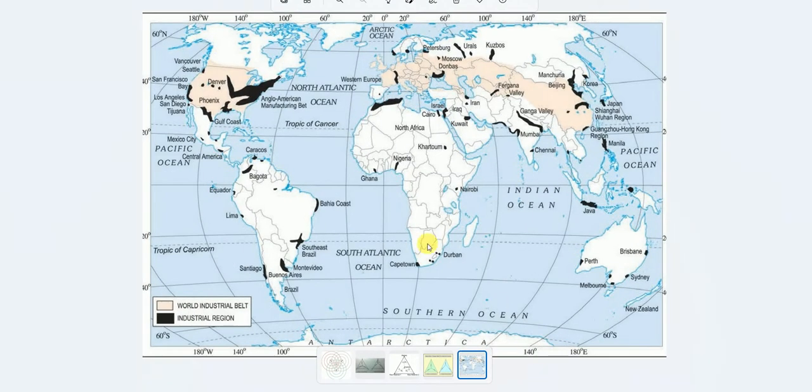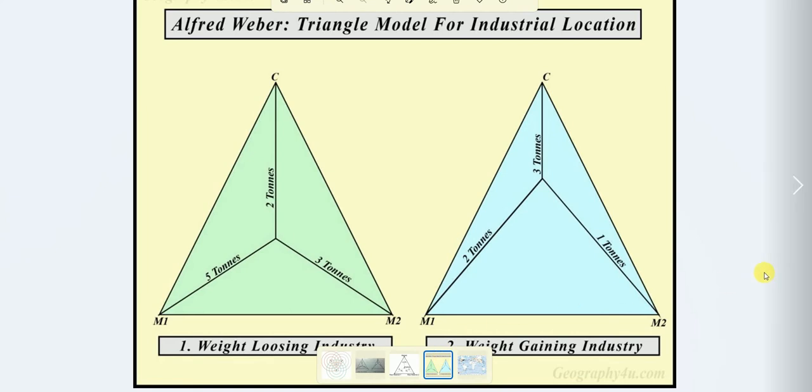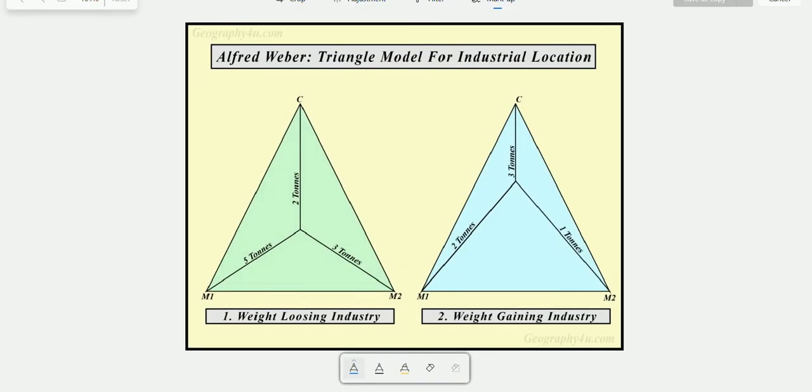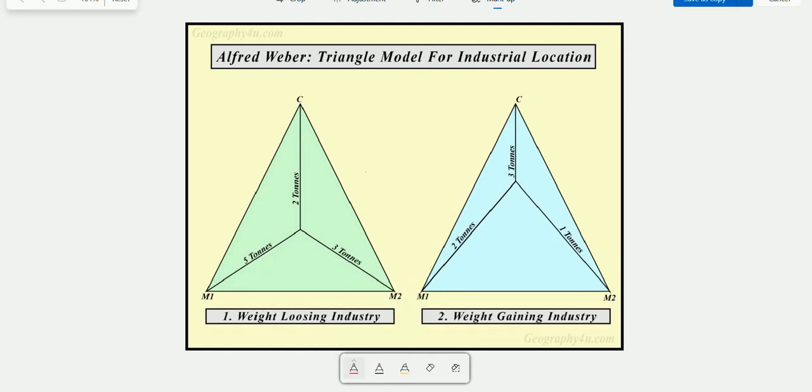Let us see one diagram here. Let us see this one, the bigger one. See here in this case, M1. I think you may be seeing here. This is the case of a weight-losing industry, for example, the iron and steel industry. Industries using heavy and bulky raw materials, iron ore, then coal. These are known as weight-losing raw materials.